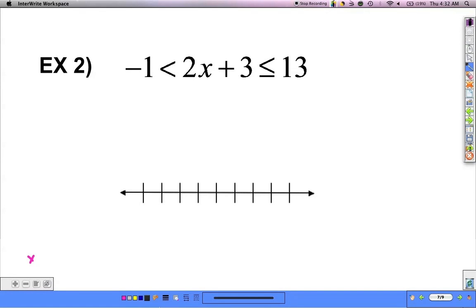Okay, a second example of an AND statement. That's where I have an expression in between two numbers. Again, I just want to solve to get x by itself in the middle here. So again, I'm just setting this up so that I have clear areas where I'm working. Alright, so I have 2x plus 3, and I want x by itself, so the first thing I want to do is subtract 3 from every part of the inequality.